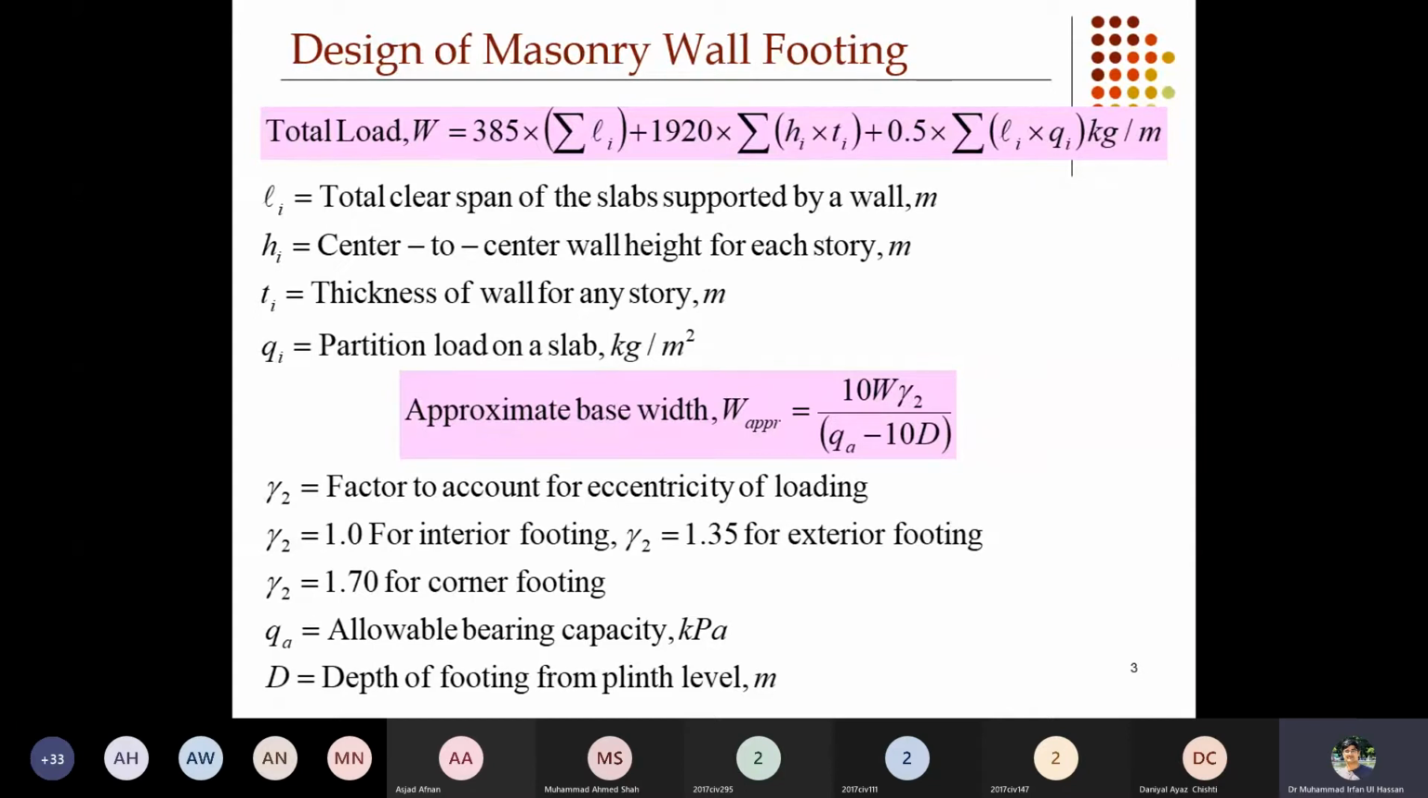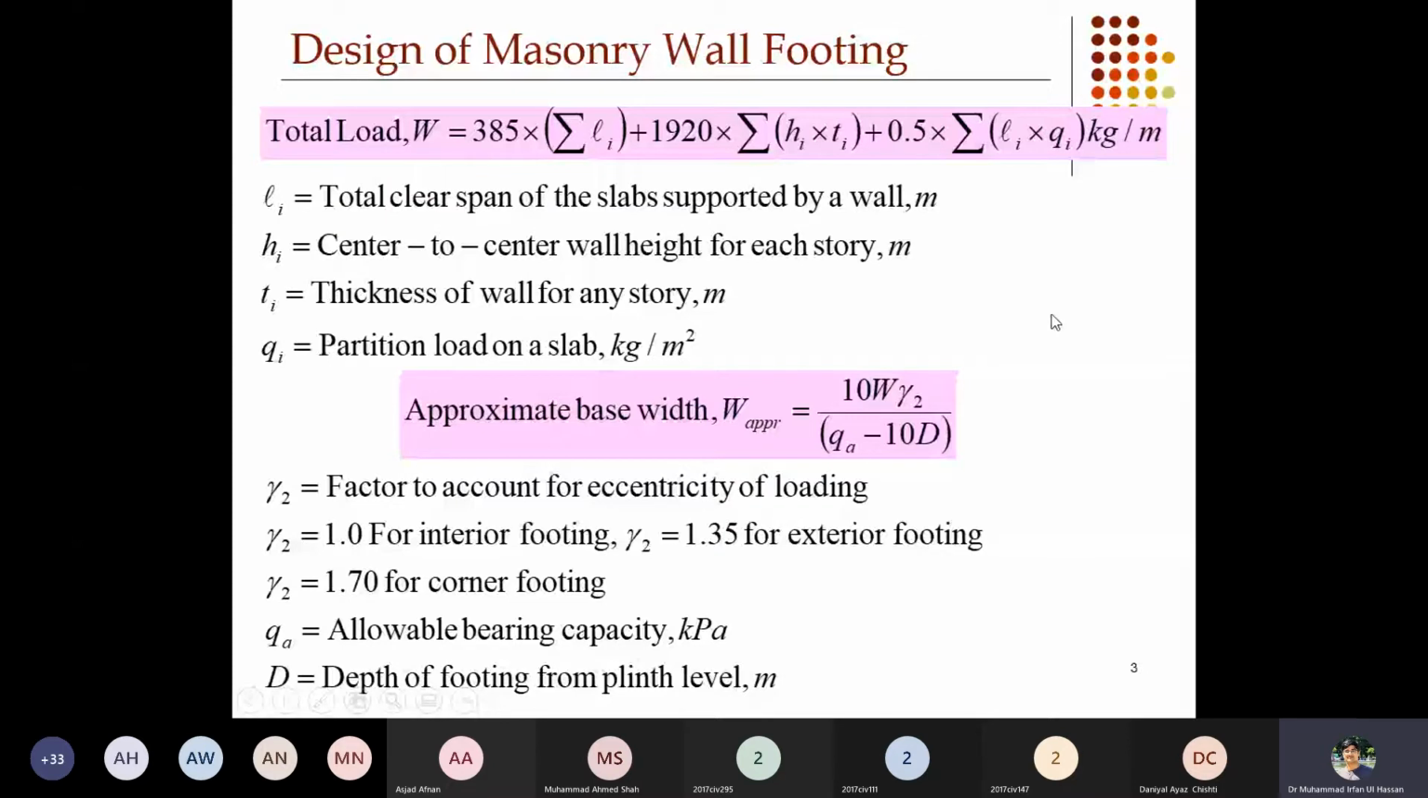The total load is basically, the first part is the load coming from the slab, 385 into the sum of Li, the clear span. Li is the clear span of the slab supported by the wall. Then 1920, the density of the wall, into Hi into Ti, where Hi is the center to center wall height, Ti is the thickness of the wall, plus half into Li into Qi.